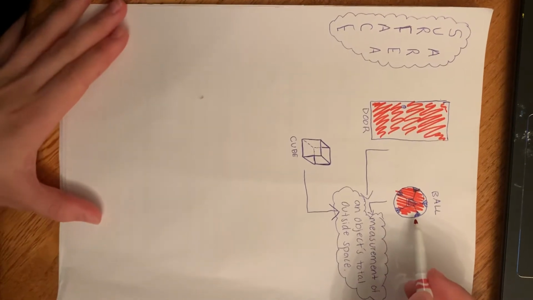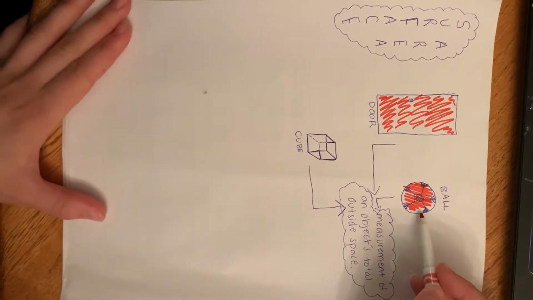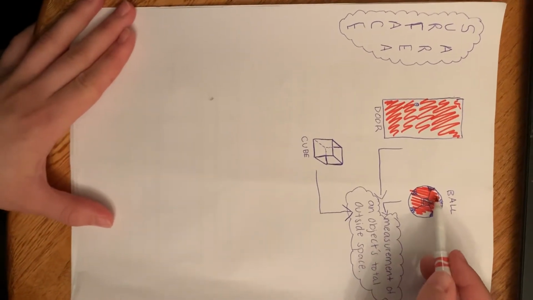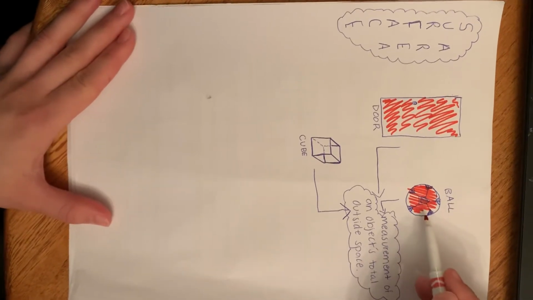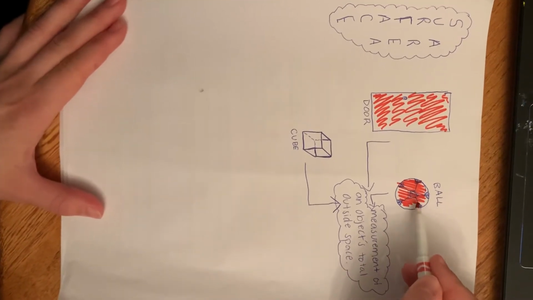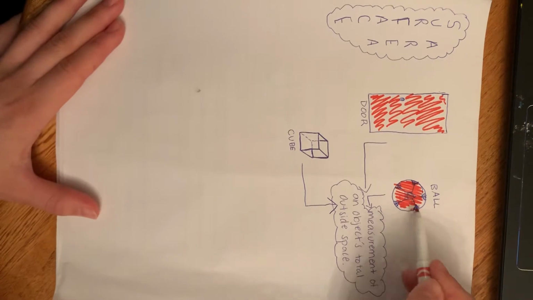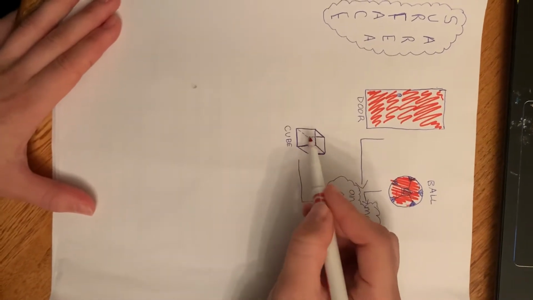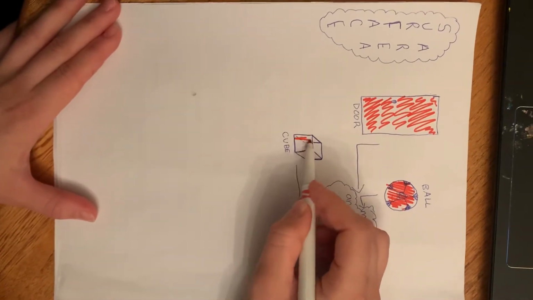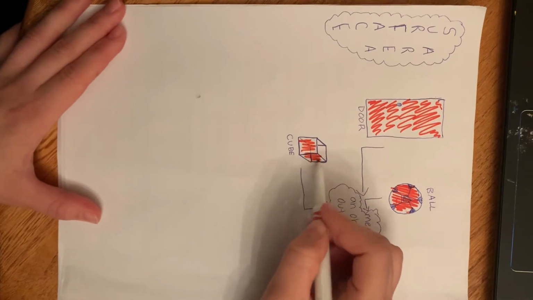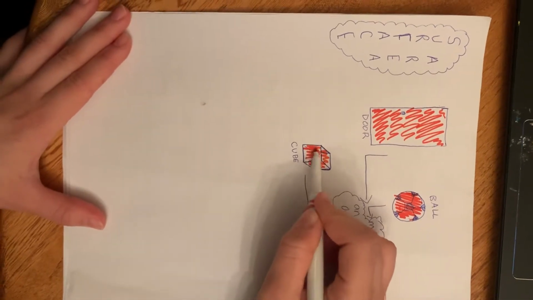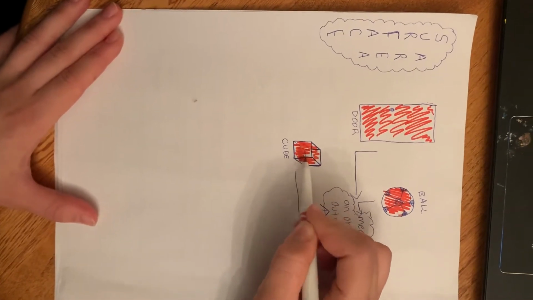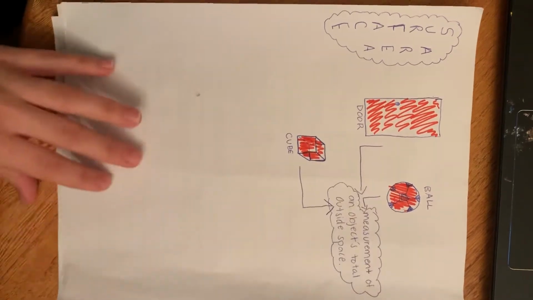Now, we can't confuse surface area with volume. Volume would also measure the inside space of the ball. However, for surface area, we're only measuring the outside spaces. For example, with this cube, you can measure the surface area by finding the area of all 6 squares.